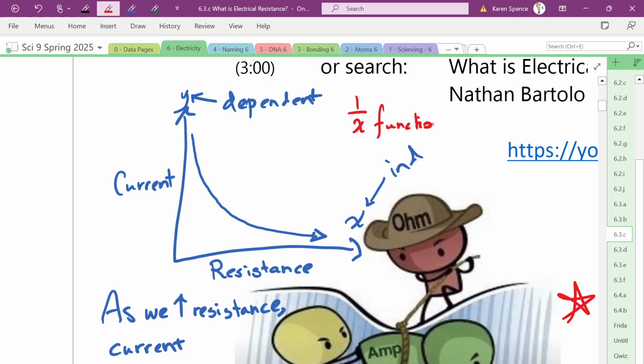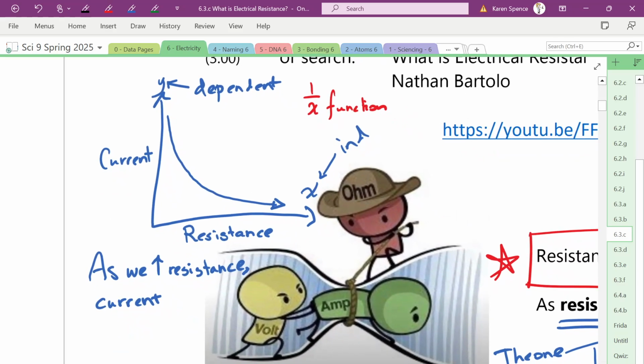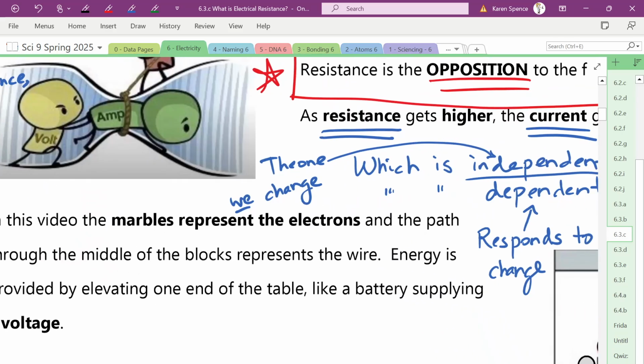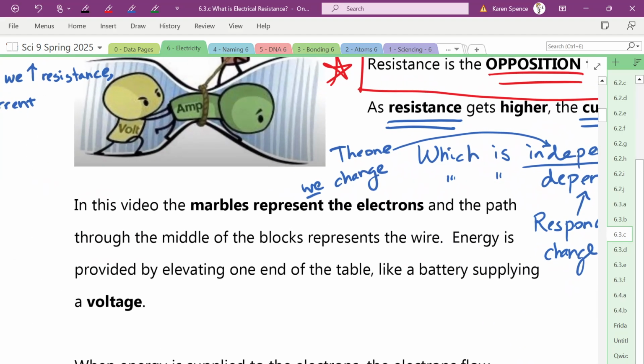But don't worry about that if you don't know what that is. You can learn that later in math. But if you're ahead in your math, maybe that means something to you, maybe it doesn't. Okay? All right. So in the video, the marbles represented the electrons.